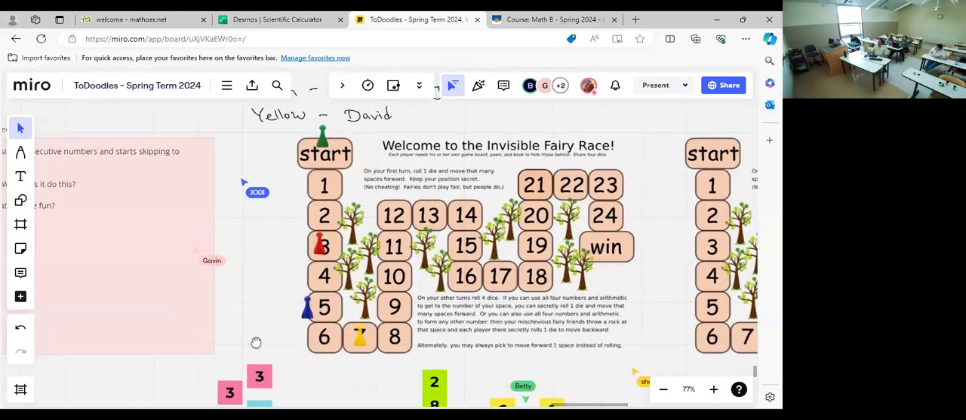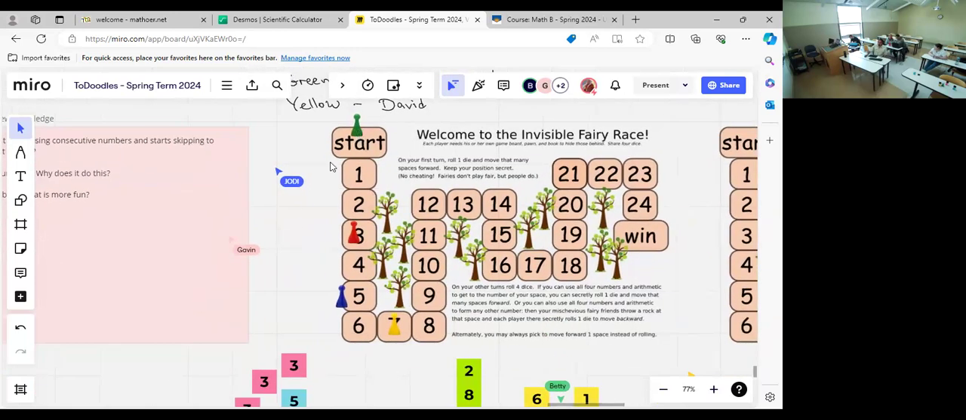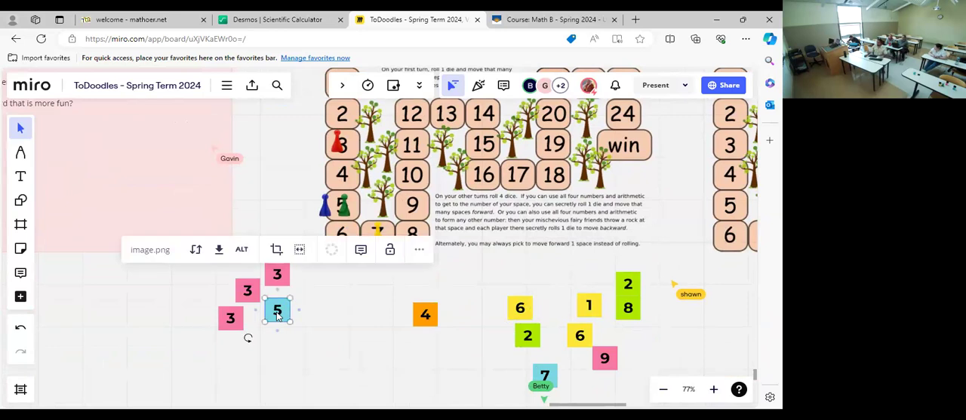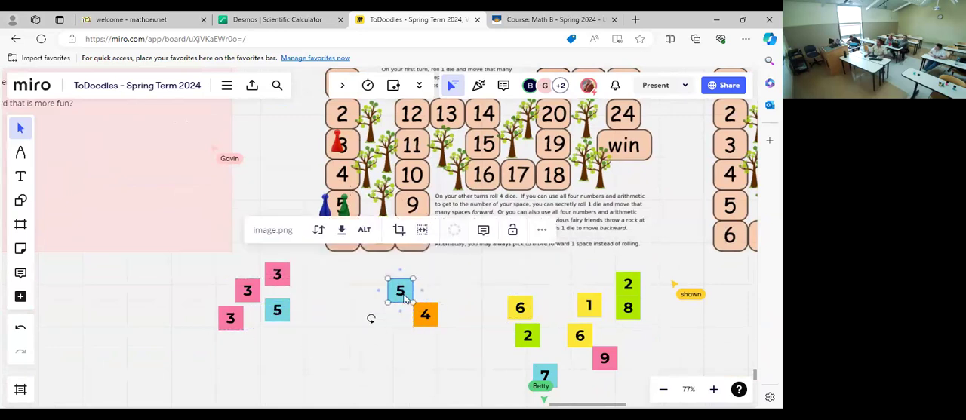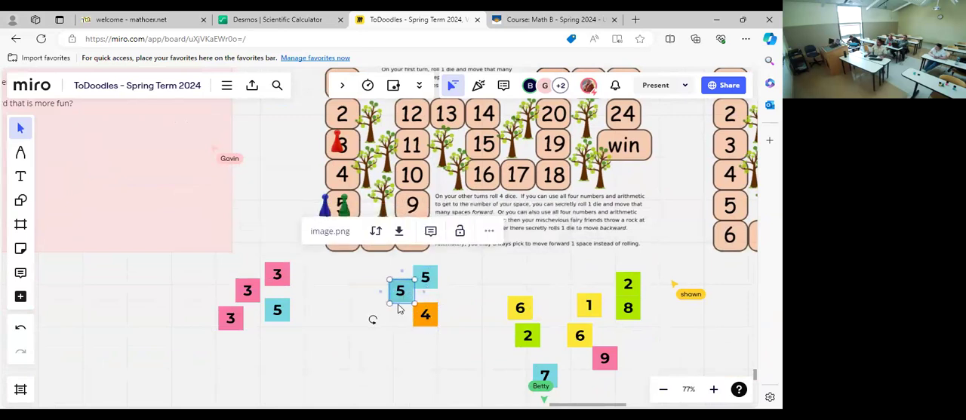While he's thinking, let's have Sean and Jody start their turn too. So roll one 6-sided die. Don't keep it secret. This is just where you're really starting. Five. So you're on the five. Okay, and then what are your four numbers? Three fives and a four.